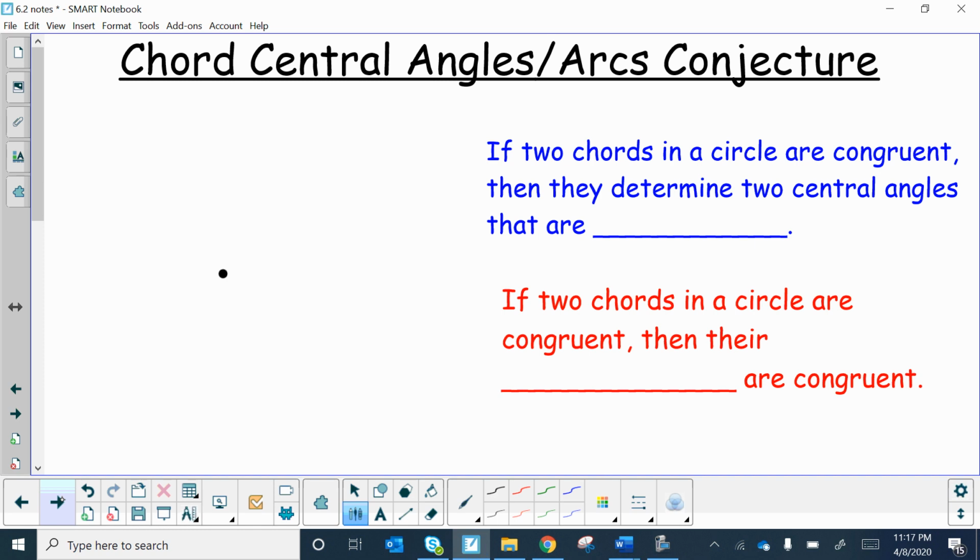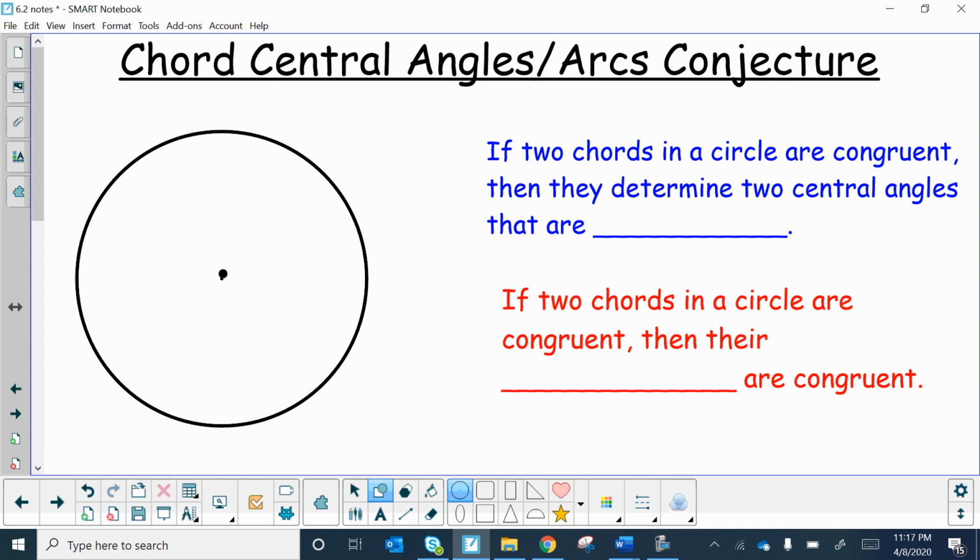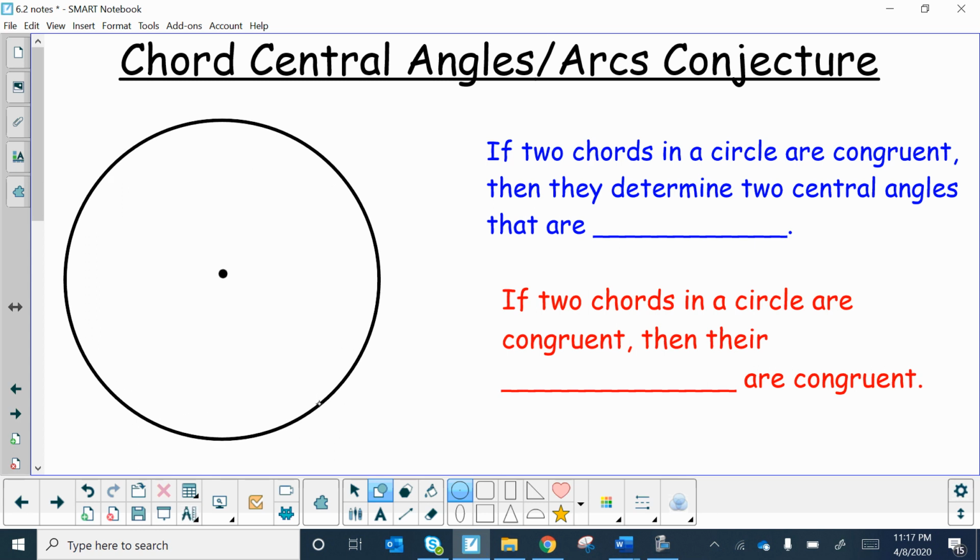All right, so it says chord central angles conjecture. It has, if two chords in a circle are congruent, then, and then there's a couple of different things. So what we want to first start off by drawing is a circle. You can sketch it or use your compass, whatever you want. And then we need two identical chords that are going to be the exact same length. So I'm going to start off just by drawing a chord here.